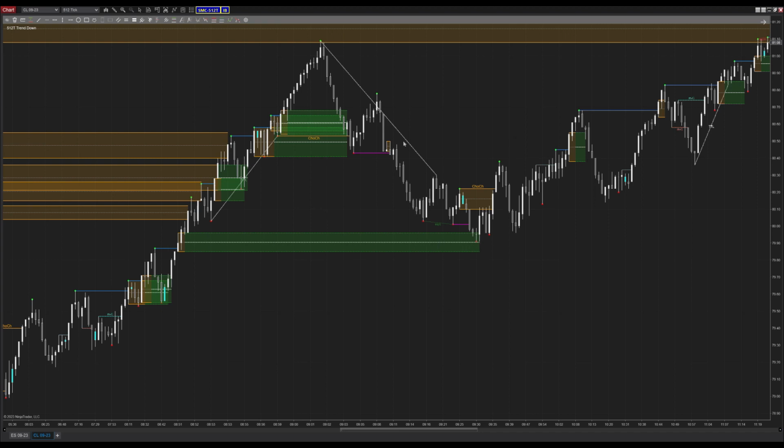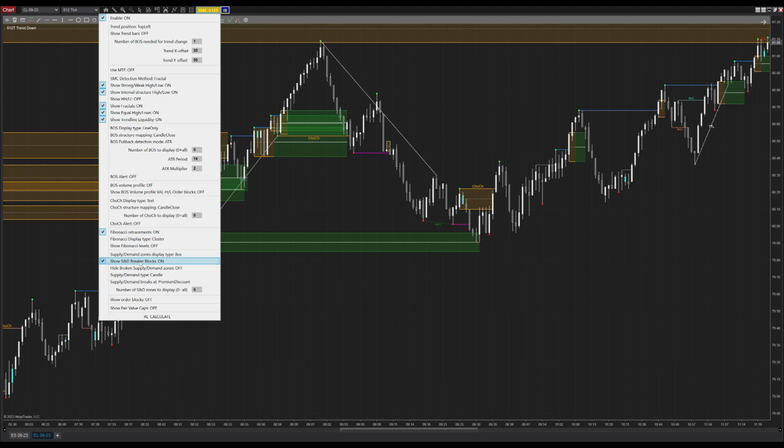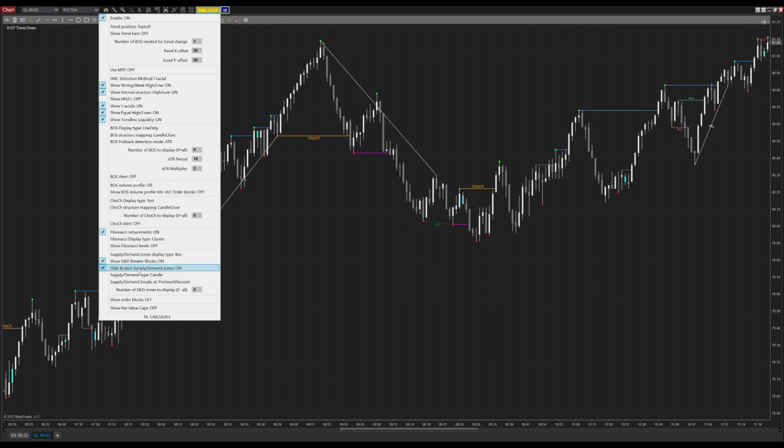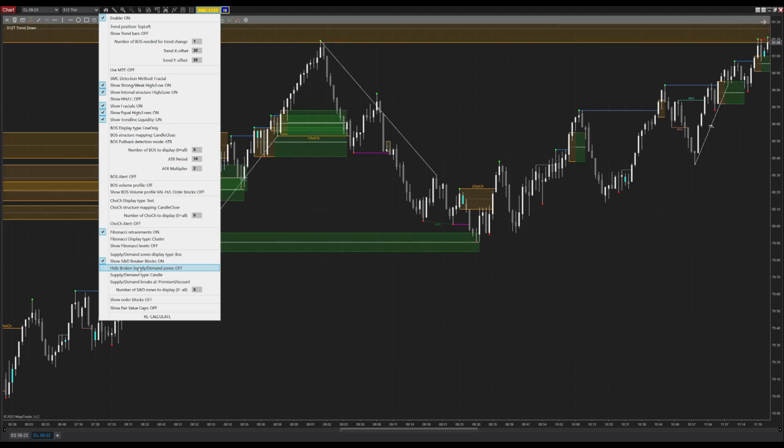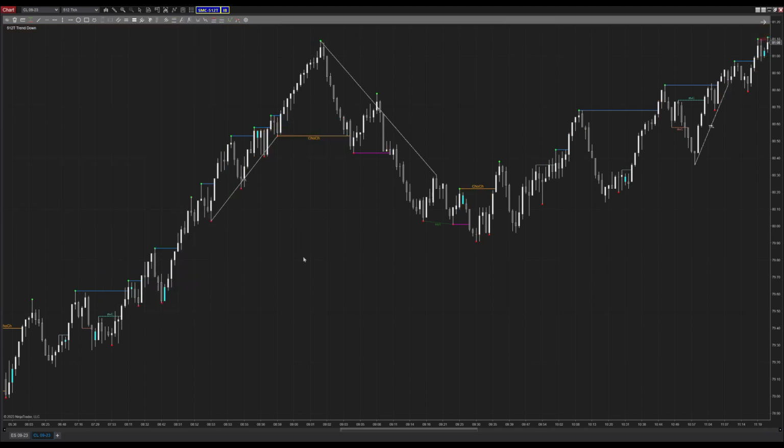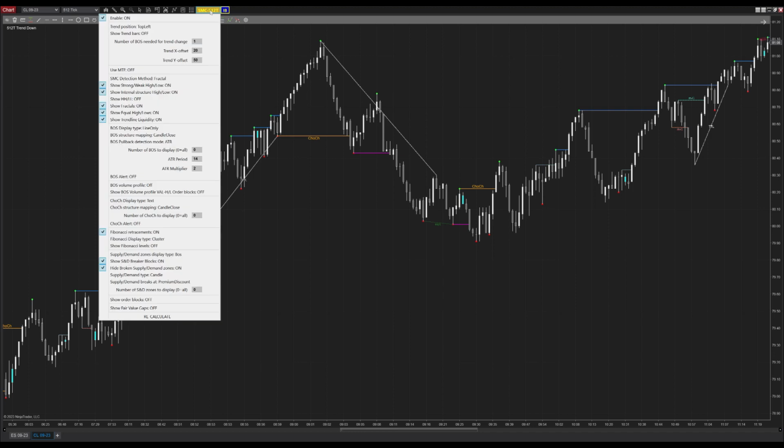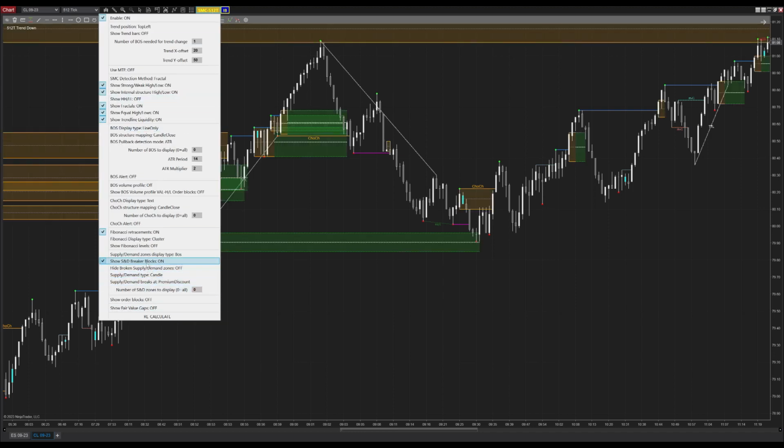Color coding is what you would use here to help identify. But that's why when you're looking at these, you need to have the supply demand notation here to hide the broken turned off for the breaker blocks to show. If I turn them on, they're not going to show because they've all been mitigated. So to see the breaker blocks when you're trading, you need to keep these off, right? And then your choice is whether you want the breaker blocks on or not.